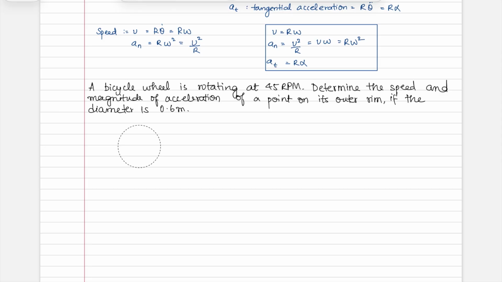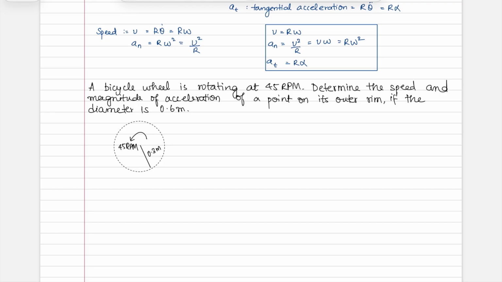You have that there is a bicycle wheel. I'm drawing it as this dotted circle for the circumference or the outer rim. It has a diameter of 0.6 meters, so I would draw a radius of 0.3 meters, and it's rotating at a given 45 RPM. If only this much is given, you can assume that it is rotating at a constant speed of 45 RPM. So now you'll find the speed and the magnitude of acceleration.